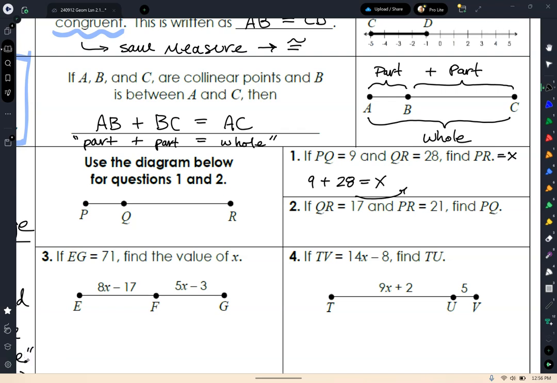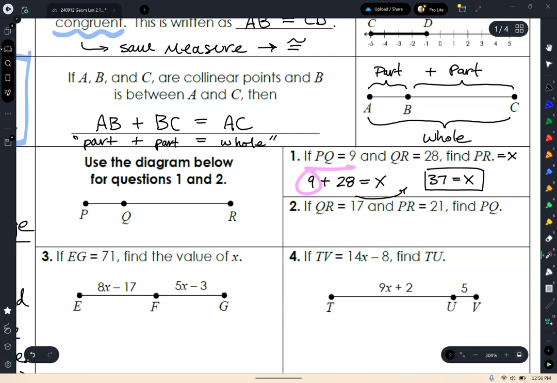So then we add our two terms up and we get 37 units is equal to X. Segment addition postulate, right? Part plus part equals whole. You got it? Okay. Number 2, write me a segment addition postulate problem that will help me find the value of PQ, given that QR is 17 units long and PR is 21 units long. Write me a problem.